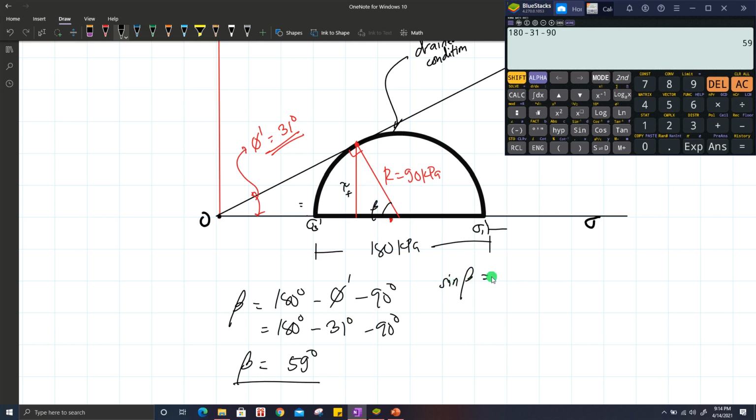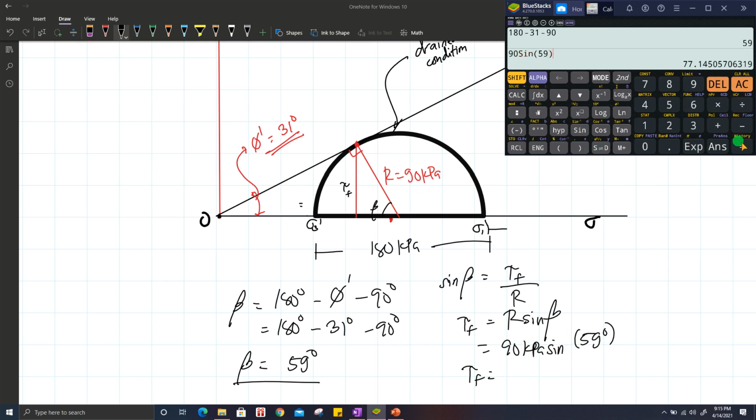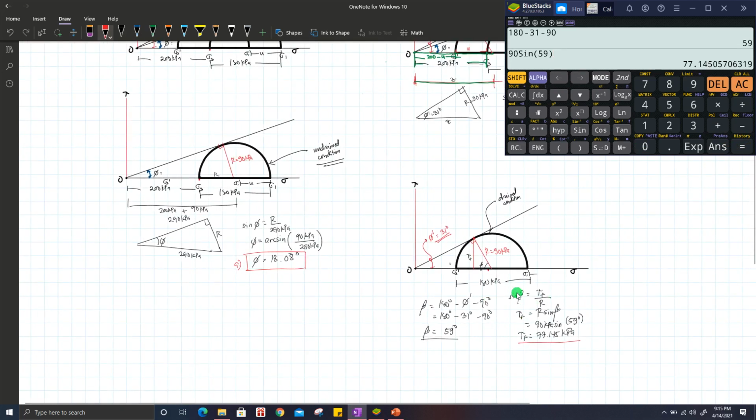So, pwede na natin i-solve tong tau f. Using sine function, sine beta. Ito naman na right triangle na to. Okay. Which is tau f over r. Tau f equals to r sine beta. So, r is 90 kilopascal sine beta, which is 59. Okay. So, shear at failure is 90 sine 59. So, 77.145 kilopascal. So, yun yung sagot class dito sa third question natin.